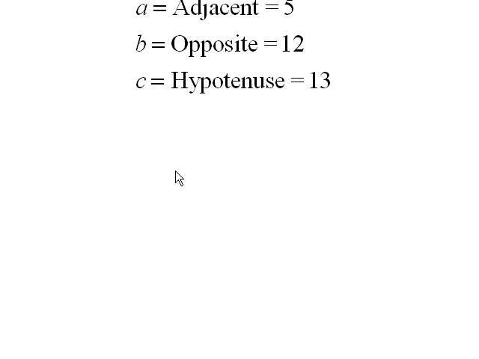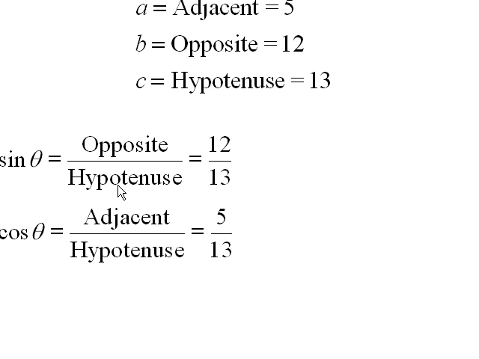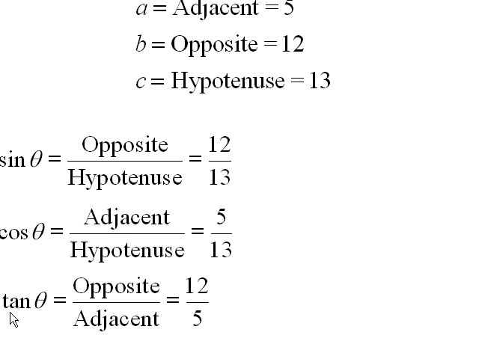Let's put together all the ratios. Sine is opposite over hypotenuse. That's b over c, 12/13. Cosine is adjacent over hypotenuse. That's A over C. That's 5/13. Tangent is opposite over adjacent. B over A is 12/5.